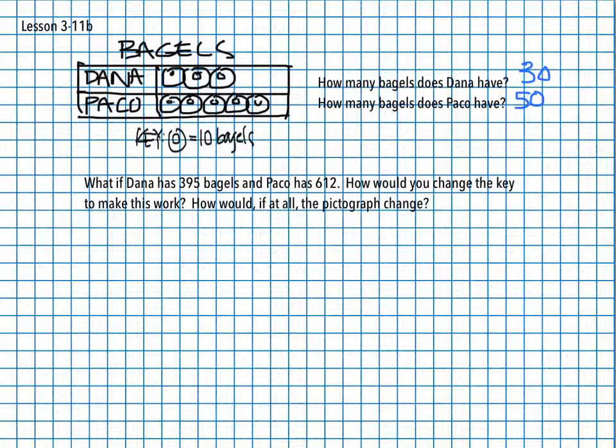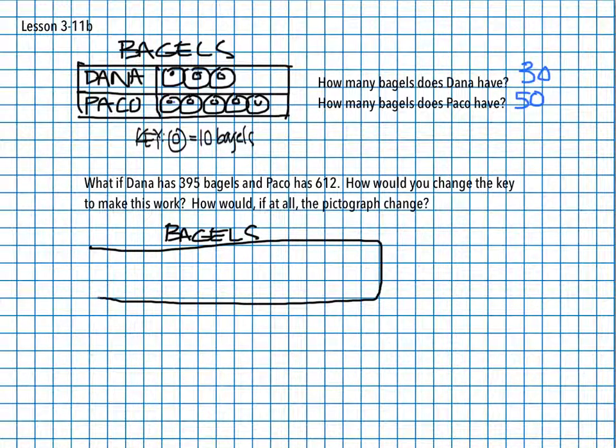But to solve this problem, we're going to have to make another pictograph. So let's just write bagels right here, and let's draw our box. Oh my goodness, that's a horrible line. And let's cut it in half, because half is going to be Dana and half is going to be Paco. Now this time, Dana has almost 400. So I'm going to give her 1, 2, 3, 4. Now, I could keep going, and if I use this same scale, I would have to make 39.